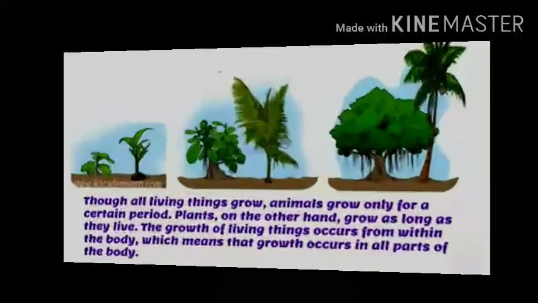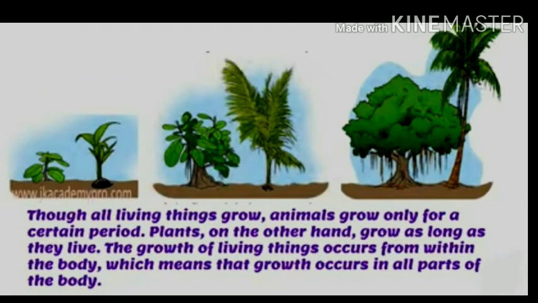Now students, look at this set of pictures. In the first picture, you can see that there are two little saplings of banyan and coconut tree. In the second picture, we see that these saplings have grown into young plants, and in the third picture we see that these plants have grown into trees. The first has grown into a banyan tree and the second has grown into a coconut tree. So we find that all living things, whether plants or animals, keep growing, but animals grow only for a certain period of time. Then the physical growth stops. On the other hand, plants grow as long as they live.